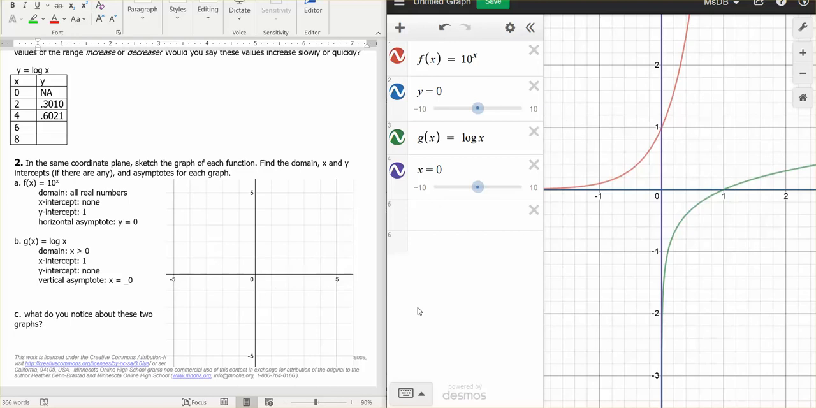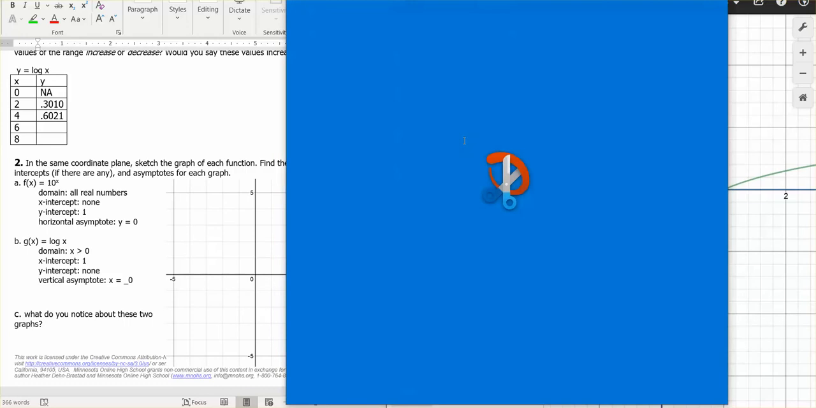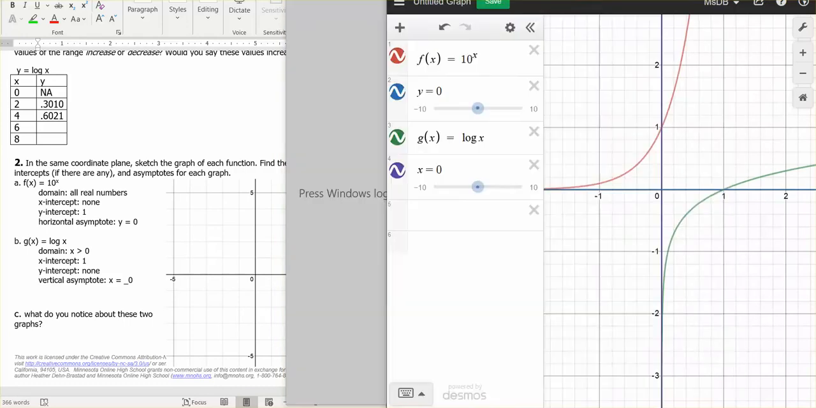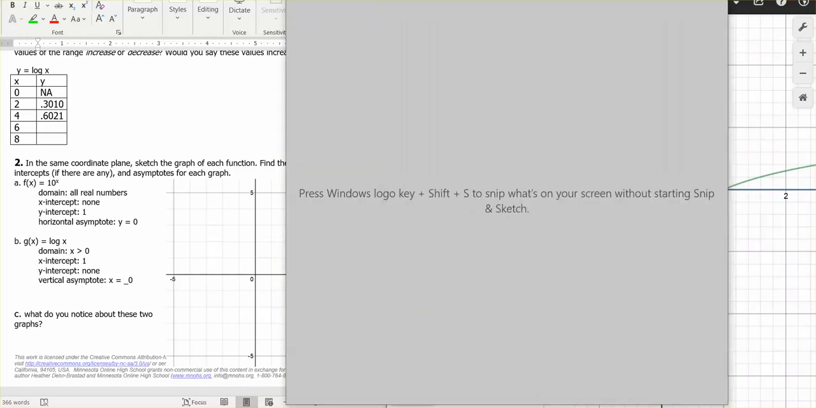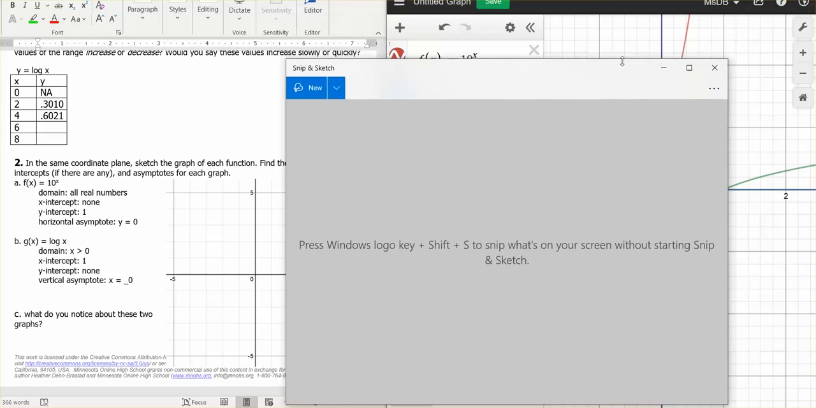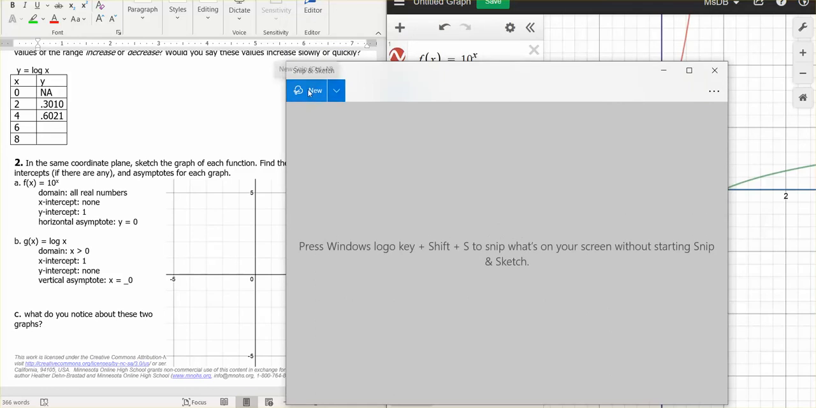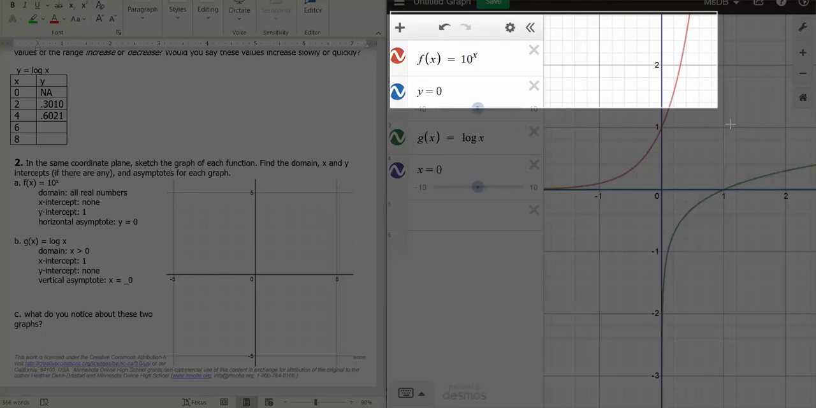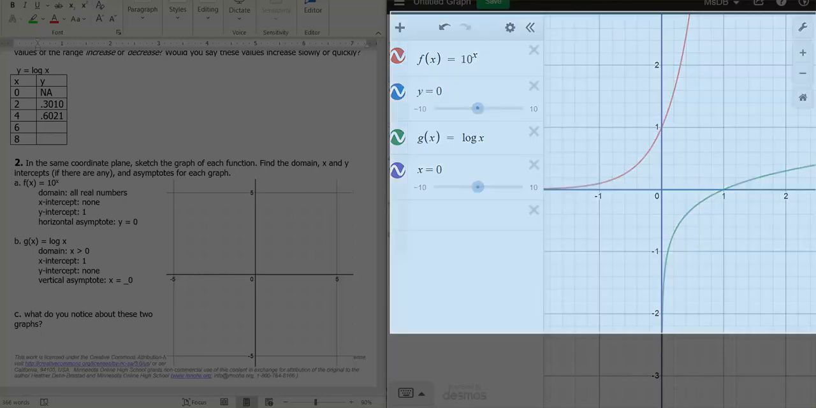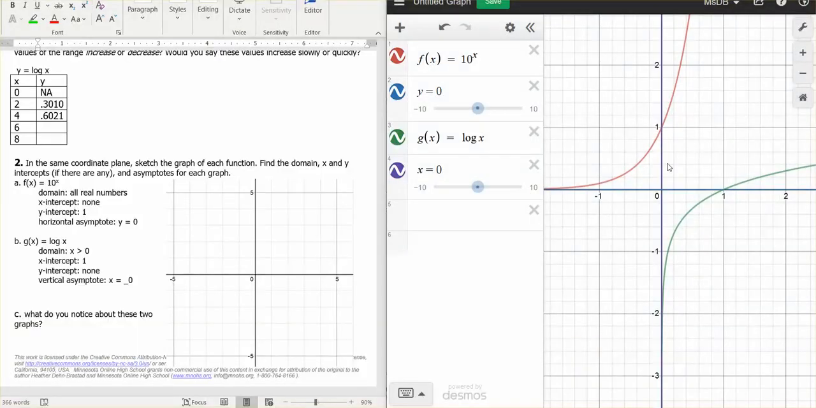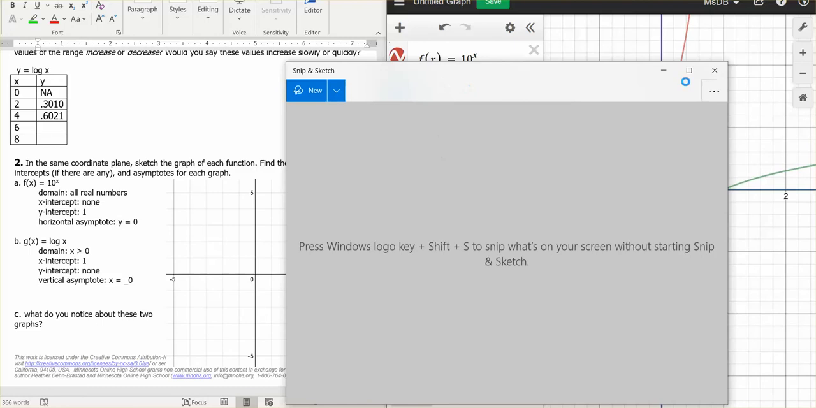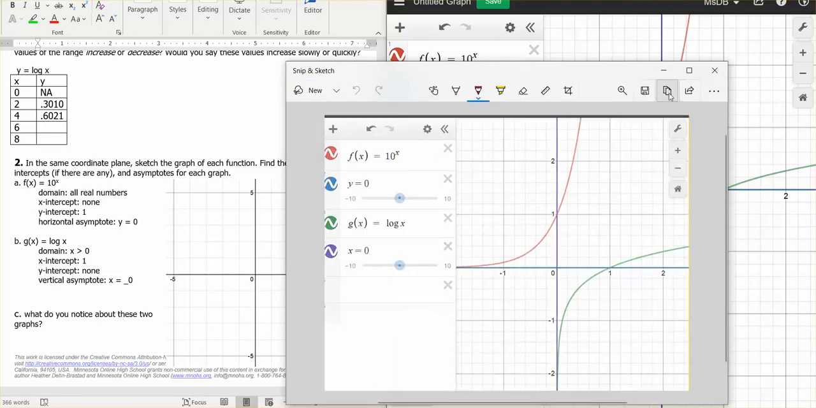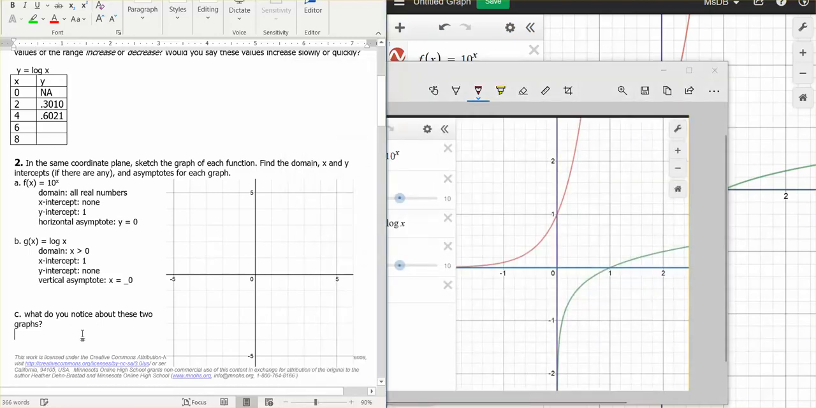I use the tool called, I think it's called Snippet. Oops. Let me make this a little smaller so you can see it. Snip and Sketch. That is on Windows computers. You can use that tool and get a screenshot, or however you choose to get your screenshots or your snips. And I'm going to paste this screenshot into the problem. I'm going to put it underneath so it doesn't go all wacky on me.